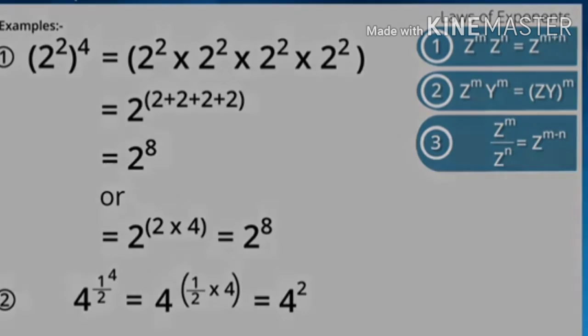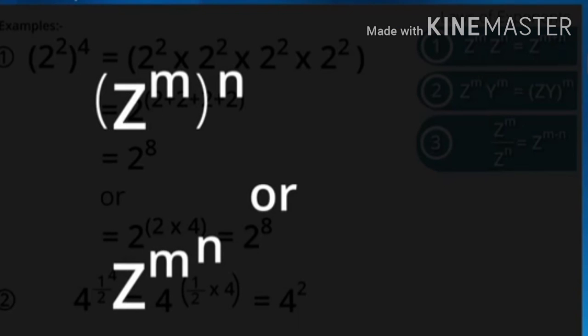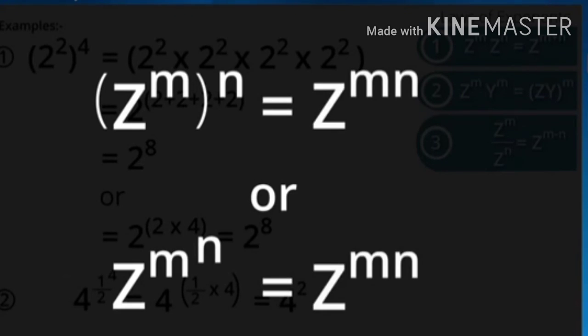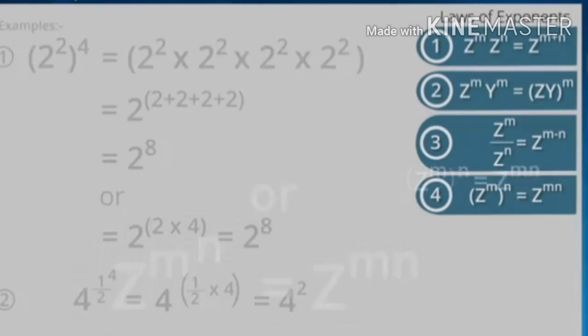for z raised to the power m raised to the power n, we have to multiply the exponents, that is, z raised to the power m into n. So this is our fourth law of exponents.